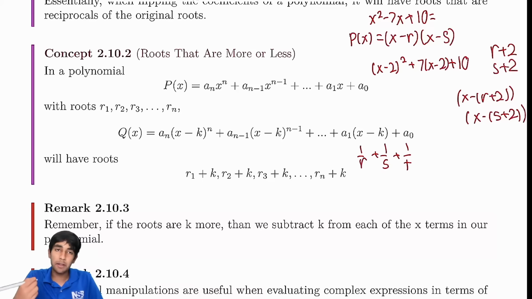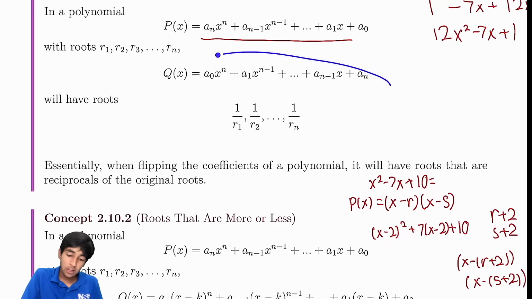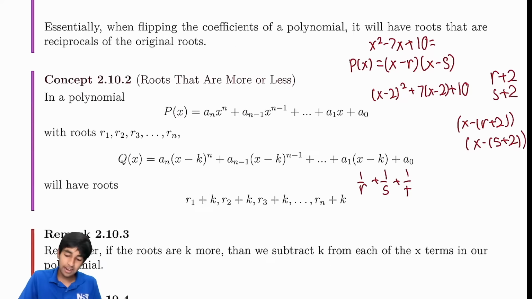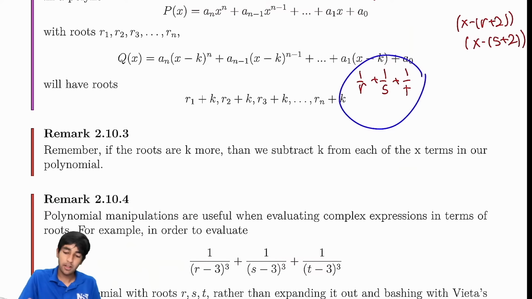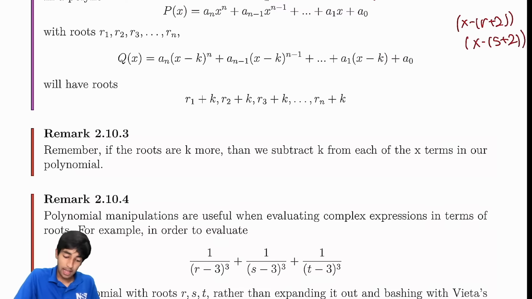How do we do that? I mean, you can use Vieta's, it's not hard. Or you can do a polynomial manipulation and then just directly use Vieta's to find the sum of the roots. But this is kind of a silly example because it's not hard with Vieta's. Now, what if it's something more complicated like this?